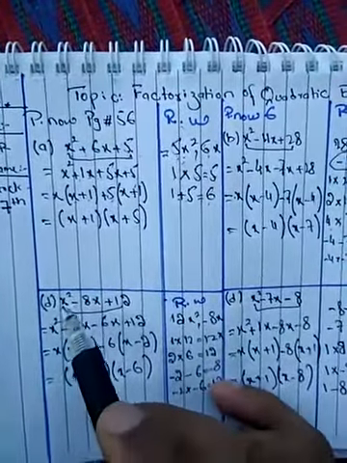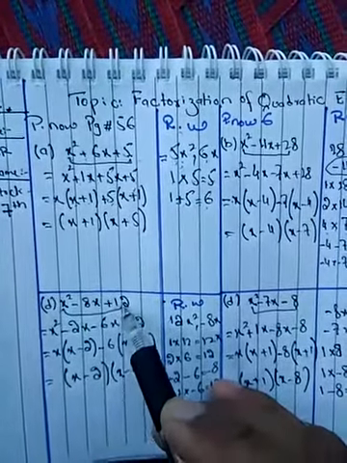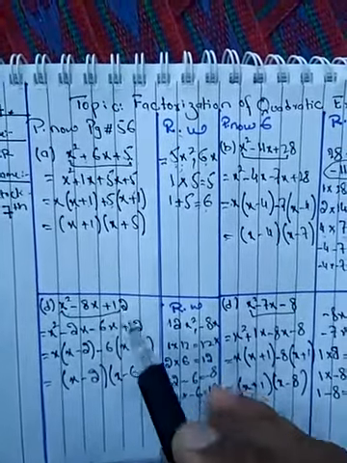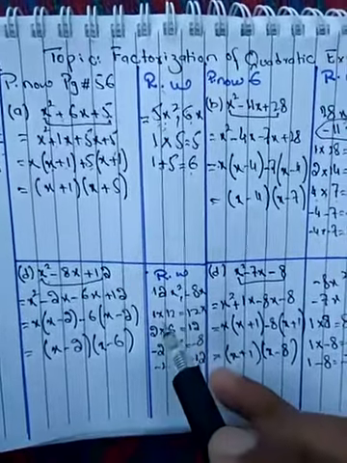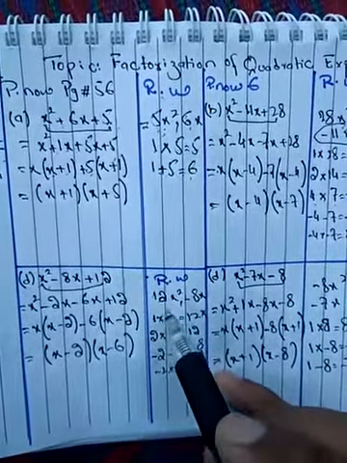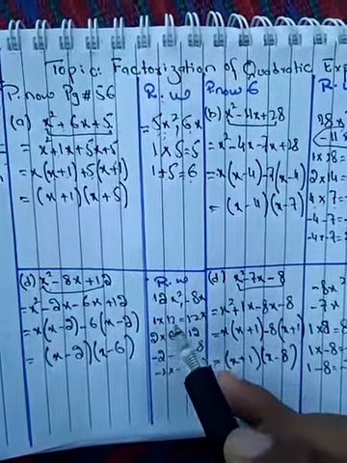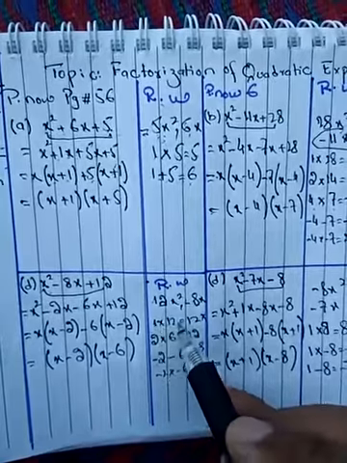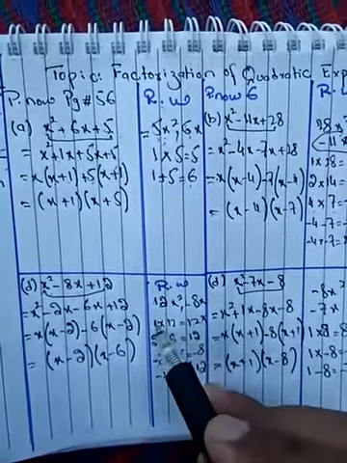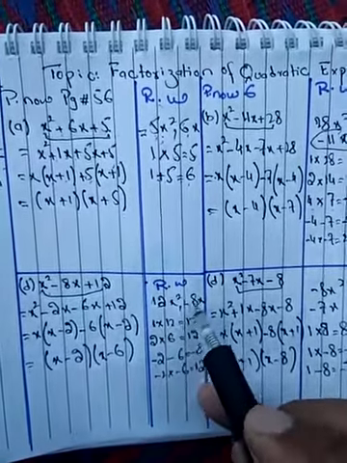Now we come to the part D, x square minus 8x plus 12. First we multiply x square with 12, we have 12x square, and our mid term is minus 8x. Now we have to find two numbers. When we multiply those two numbers we have 12, and when we add or subtract those two numbers we have minus 8. We start from table of 1, 1 into 12 is equal to 12, but by adding or subtracting these two numbers we don't have minus 8.